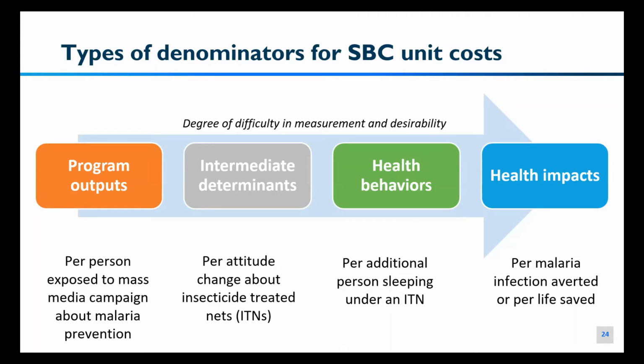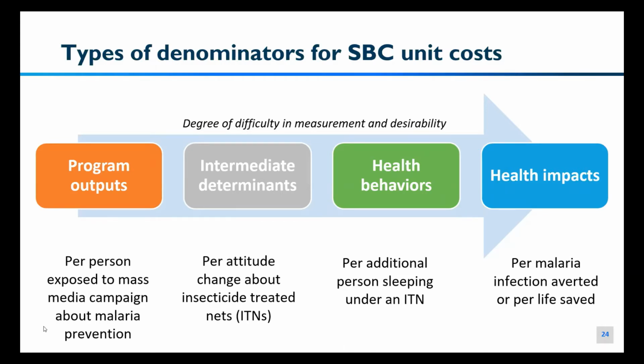Next on the continuum are the costs for intermediate determinants of health behaviors. These are things that Shita mentioned, such as knowledge, attitude, norms, and communication. So an example would be trying to figure out the cost per attitude change around the effectiveness of insecticide-treated nets.